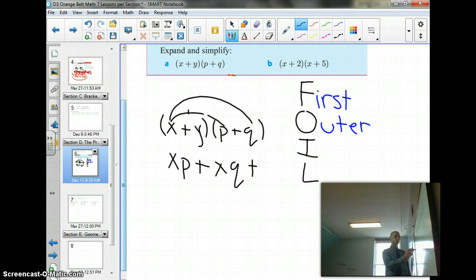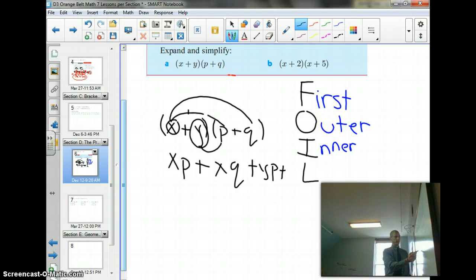Well, now I'm going to multiply. See, I multiplied everything in here by the x value, okay? But what I need to do now is the exact same thing for the y value. So I'm now going to multiply these two inner terms together. And y times p is just going to be yp. Plus, well, what is the last?